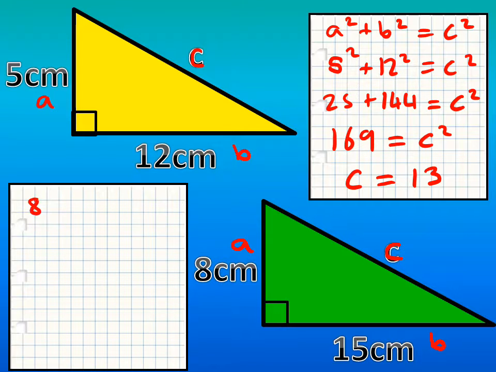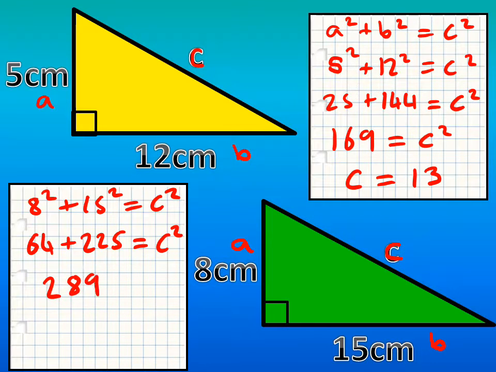So 8 squared plus 15 squared equals C squared. 8 squared is 64. 15 squared is 225 equals C squared. 64 plus 225 is 289, which equals C squared. To find out what C is, if C squared is 289, then the square root of 289 will be the answer to C, and that is 17. The square root of 289 is 17.